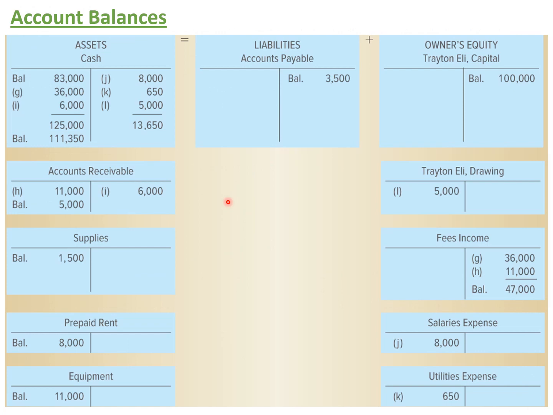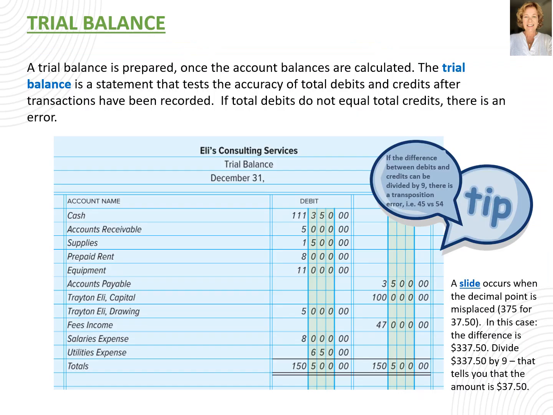We again tally up all of our T accounts on the asset side, right here, our liabilities, and then owner's equity, which also includes fees, income, and expenses. Right? Once we have done all of that, we can move on to looking at our trial balance. What's a trial balance and why do we prepare a trial balance? It's a quick overview of our account balances, our T accounts into which we've recorded our business transactions.